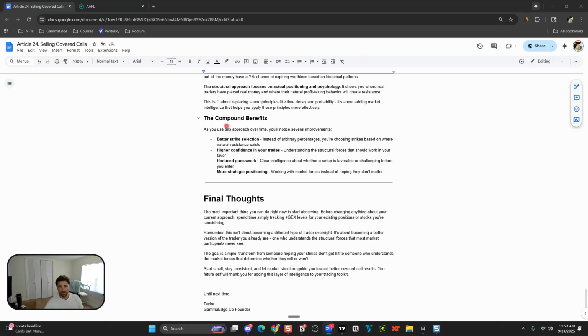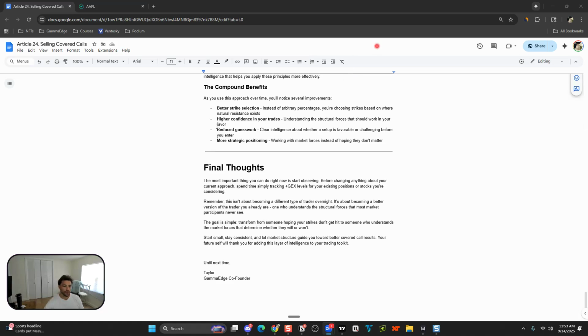And again, this isn't about replacing sound principles like time decay and probabilities. It's about adding market intelligence through understanding of option market positioning that helps you apply these principles more effectively. As you start to study this approach that we've just gone through and ultimately implement it over time, you're going to have better strike selection, right? Because instead of just arbitrarily selecting percentages, you're choosing based off of positioning and where natural resistance exists.